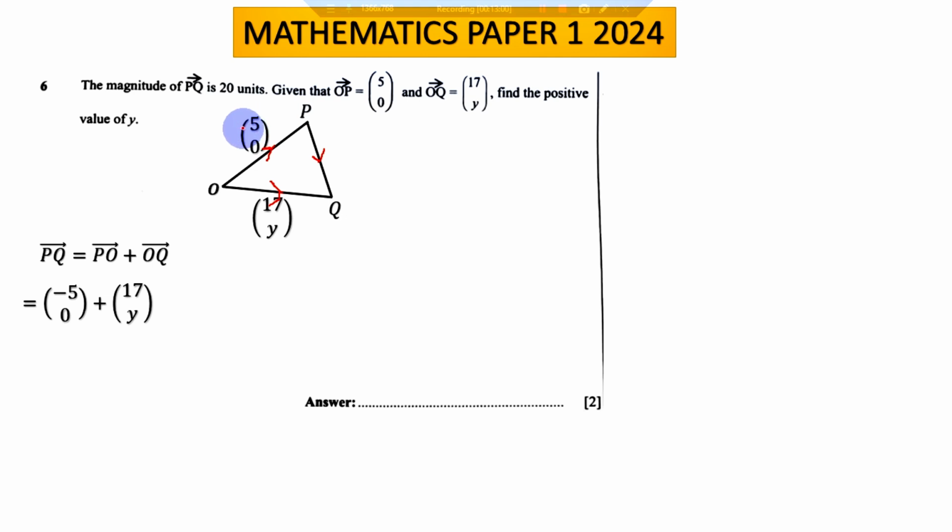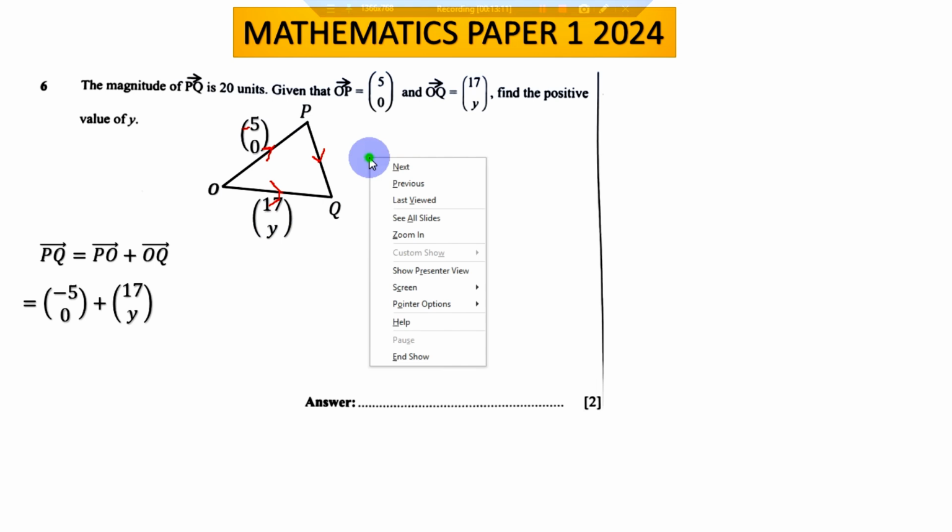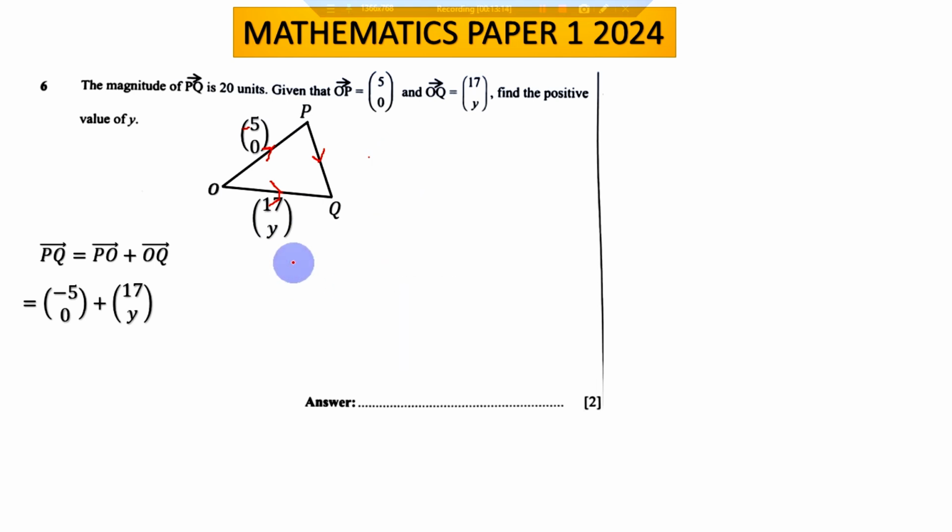So we introduce the negative, so 5 will have a negative, 0 is a neutral number, don't put a negative there. And then OQ, we're going in the same direction as the arrow, so no need to introduce negatives. So negative 5 plus 17, we add corresponding values. We're going to have a positive 12, because we are subtracting different signs. And then 0 plus y, of course, it will just be a y. So the final answer will be 12 and then y. So we have the vector PQ.